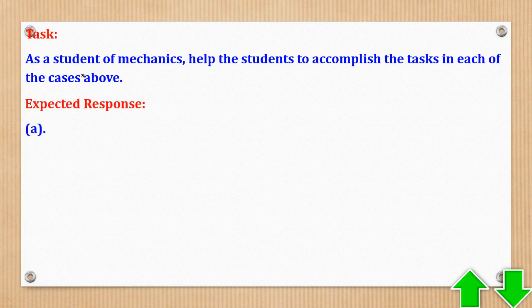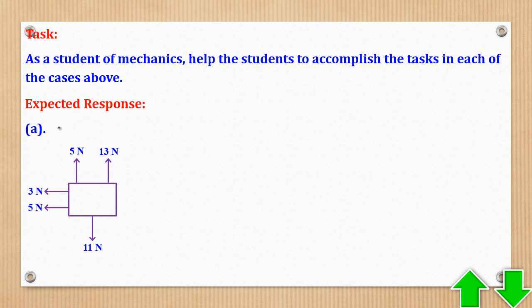So the first one, they said there are 2 forces which are acting vertically upwards, and that is 5 Newton and 13 Newton. Then there was one which was acting vertically downwards, and that was 11 Newton. And 2 were acting horizontally to the left, and that is 3 Newton and 5 Newton. And the 6th one was acting horizontally to the right, and that was 14 Newton.